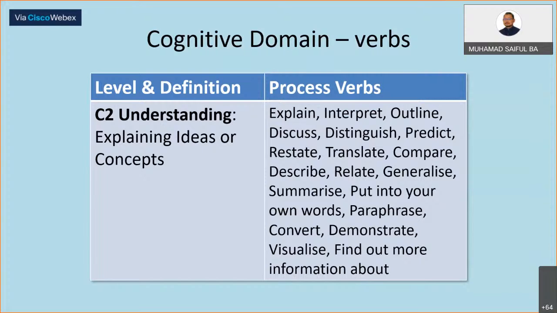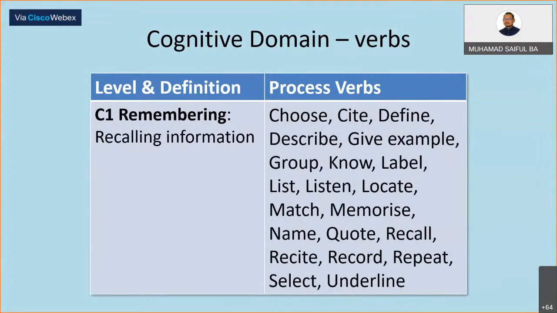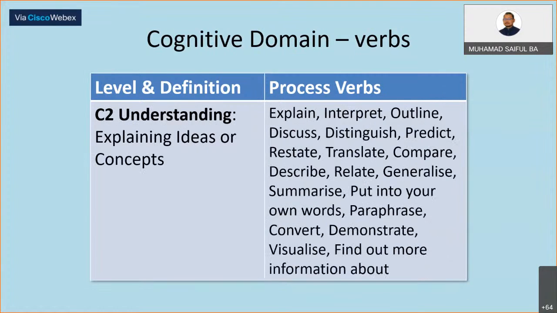Similarly, if you are looking at C2: explain, interpret, outline, discuss, distinguish, predict, and so on. These are the levels. When you see verbs like this in your learning outcome, it means C1, C2, and in your mind you can choose either multiple true/false, one correct answer, classical true/false, fill in the blank, and even the matching item.